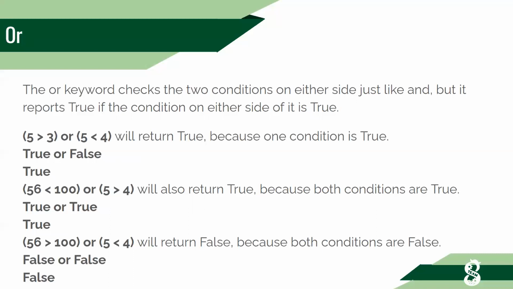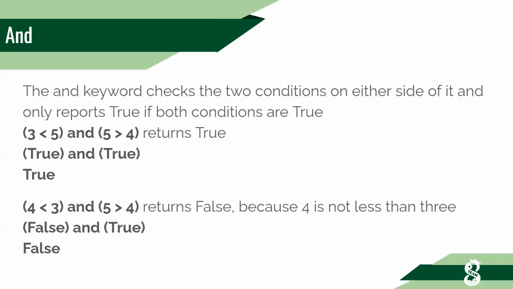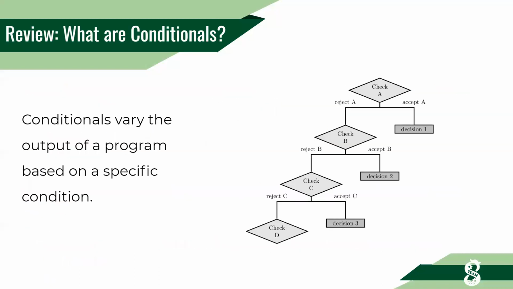In the case 56 is less than 100 or 5 is greater than 4, you have two trues, which means that because there's at least one true, it'll report true. But if both cases are false, like in the last one where you have 56 is greater than 100 or 5 is less than 4, in which none of the cases are true, then it'll report false. There only needs to be one true for it to become true, while in the AND, there only needs to be one false to become false.